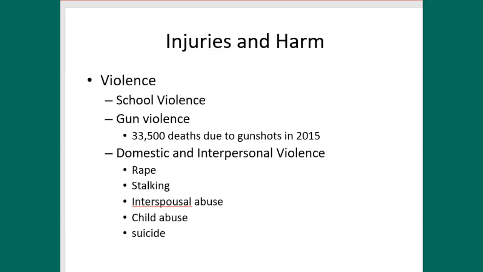Gun violence in schools since Columbine. I think as of 2015, there'd been 33,500 total deaths, not just in school, from gunshot wounds. In 2015 alone, the deaths due to gunshot wounds were that high, but it really hits us hard when it takes place in a school.